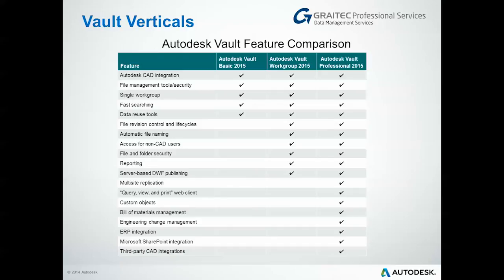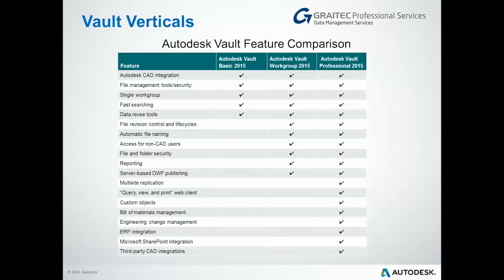For example, if you're looking for file revision and lifecycle control, so revising documents and tracking that in Vault, and the ability to dictate the behavior of files at certain stages of its life, you need Vault Workgroup. Vault Workgroup will also provide automated file naming, access for non-CAD users, file and folder security, as well as reporting tools within the system. And we can also use server-based DWF publishing.